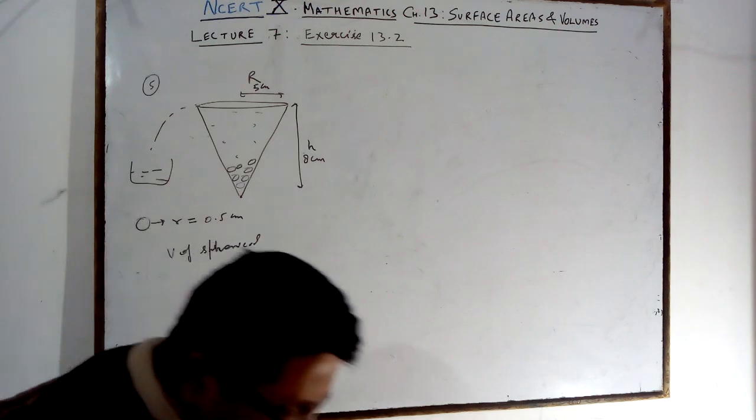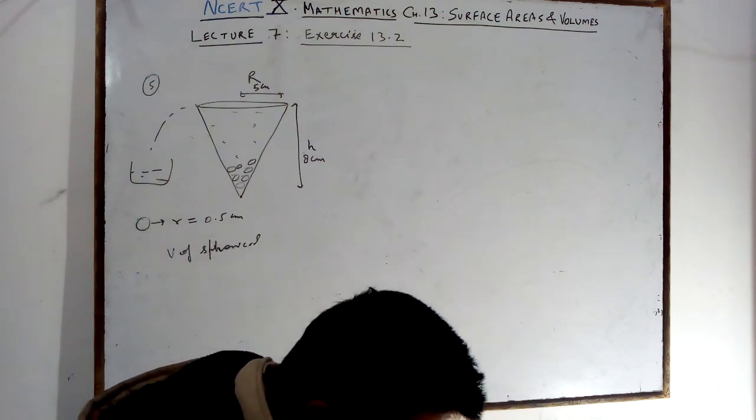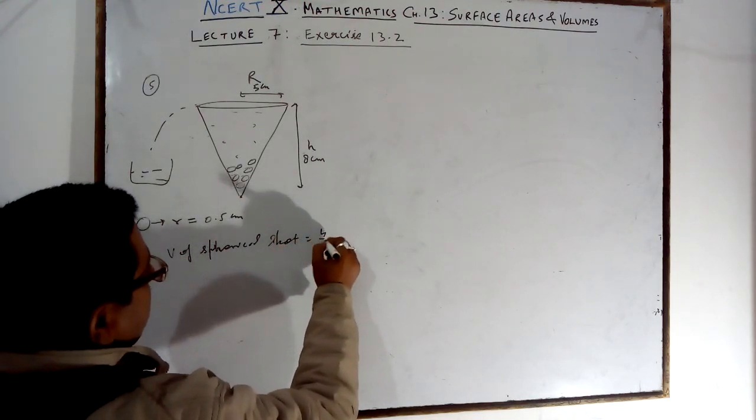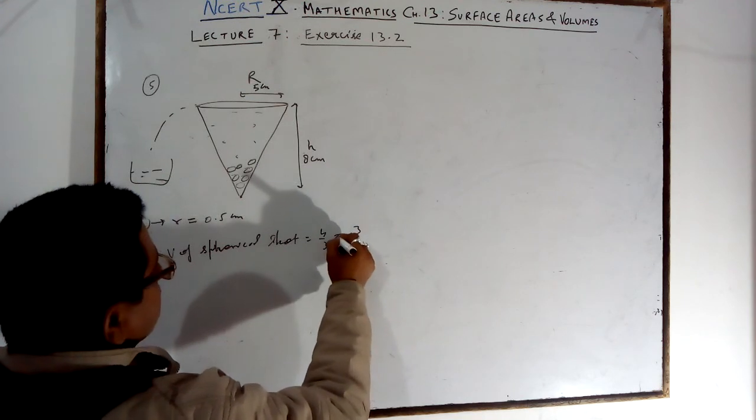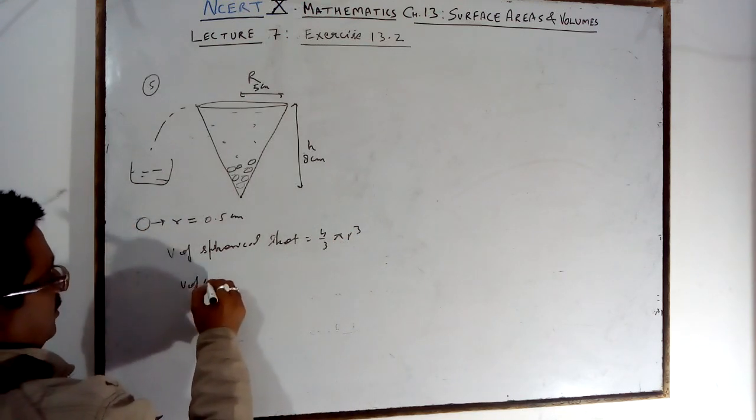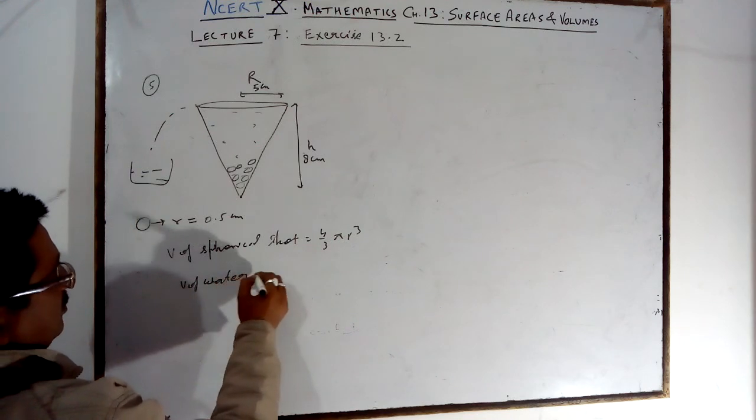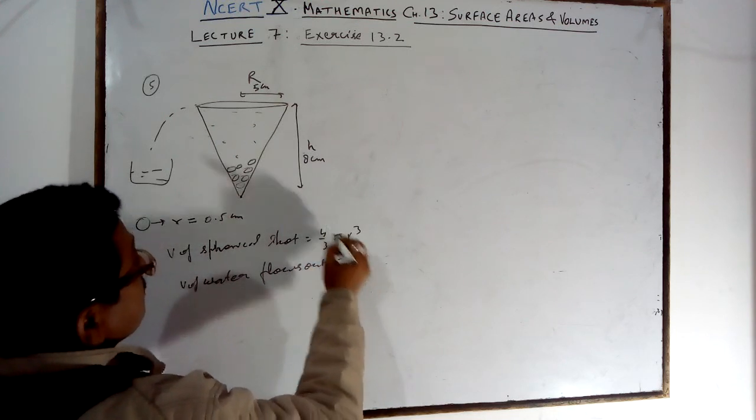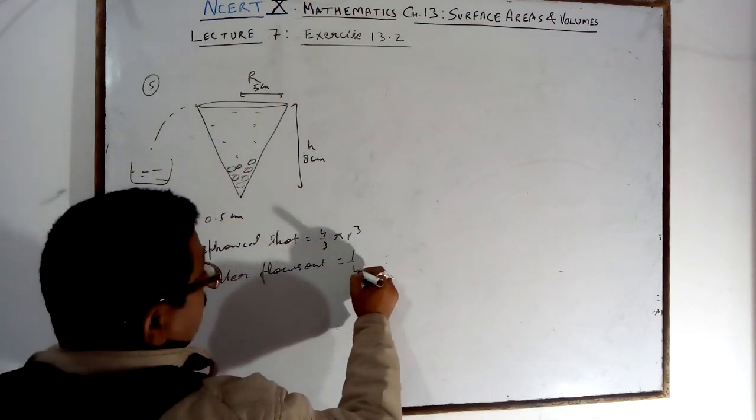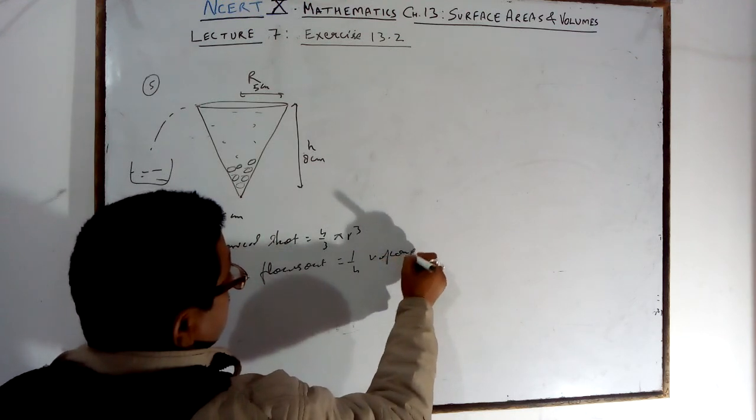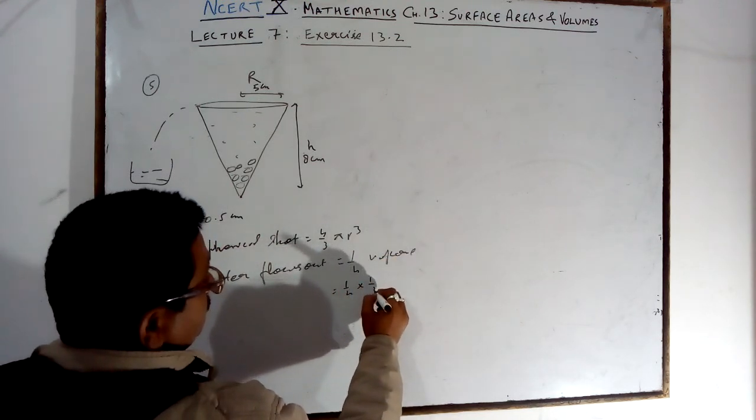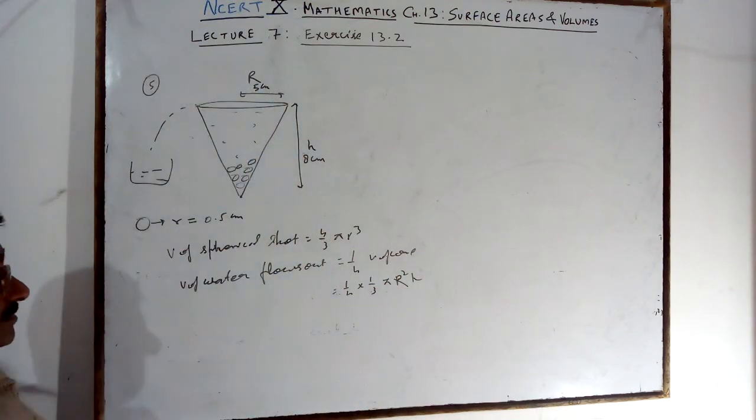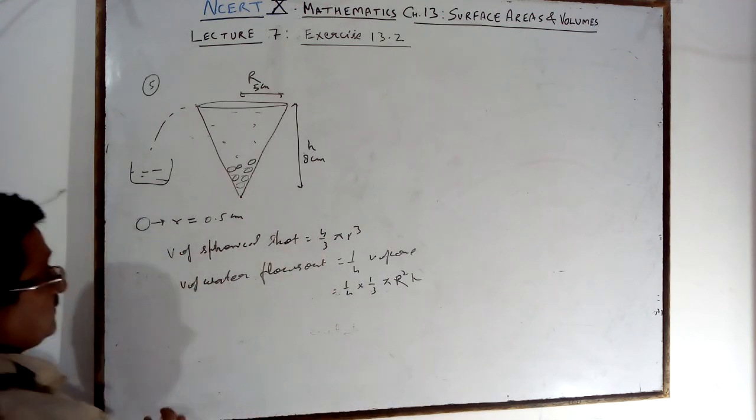The lead shots are spherical. Volume of a sphere of the given radius is 4 by 3 pi r cube. Volume of water that flows out is 1/4 of the volume of the cone, which means 1/4 into 1/3 pi capital R square H. Capital R is this; the water flows out from this.